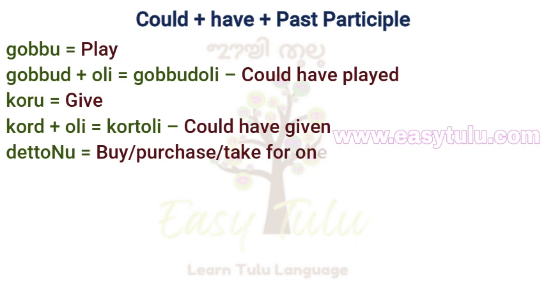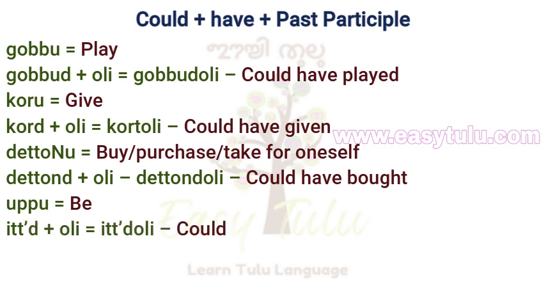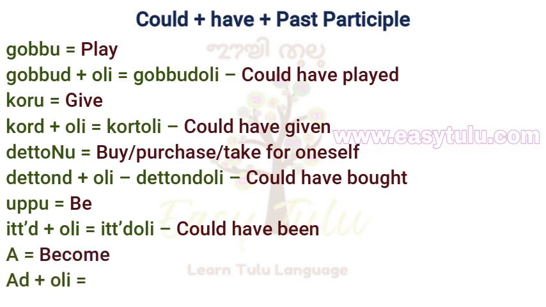Detonu means buy or purchase or take for oneself. Detandu is the past adverbial participle. Detandu plus oli, detandoli, could have bought. Uppu means be. Itudu is the past adverbial participle. Itudu plus oli, itudoli, could have been. A means become. Adu is the past adverbial participle. Adu plus oli, atoli, could have become.